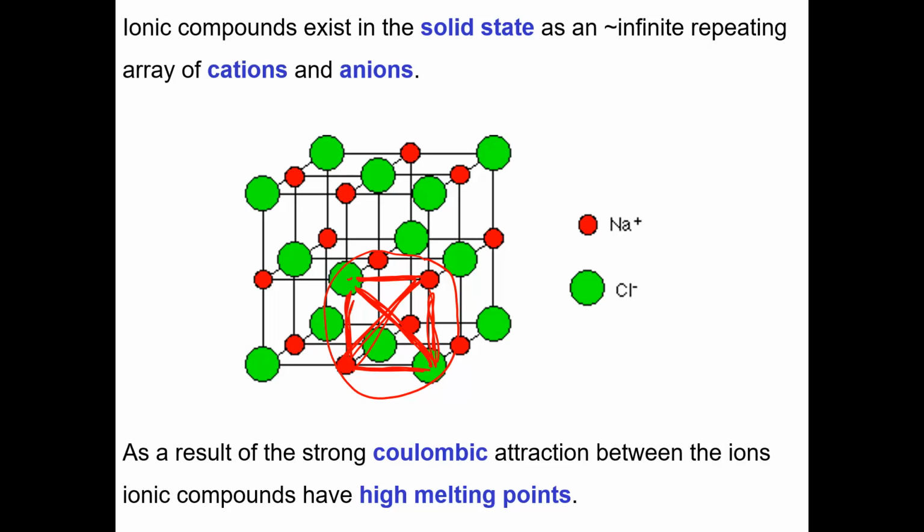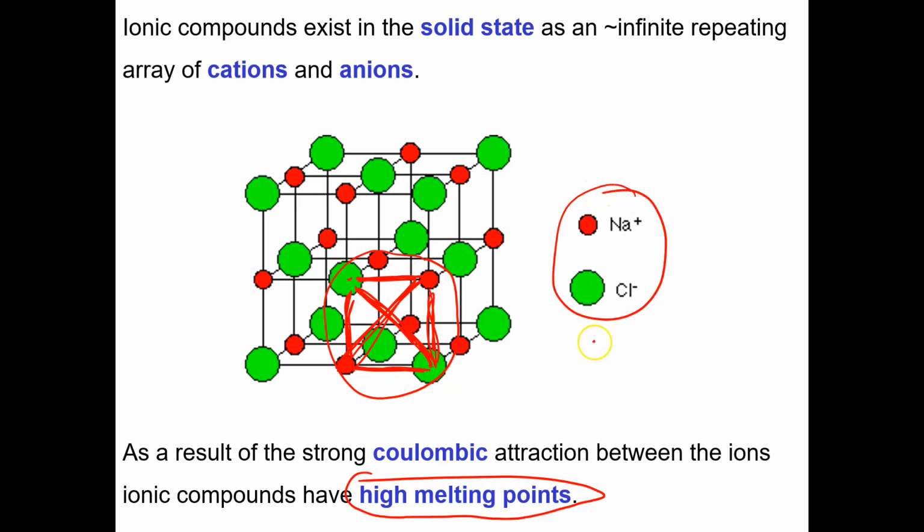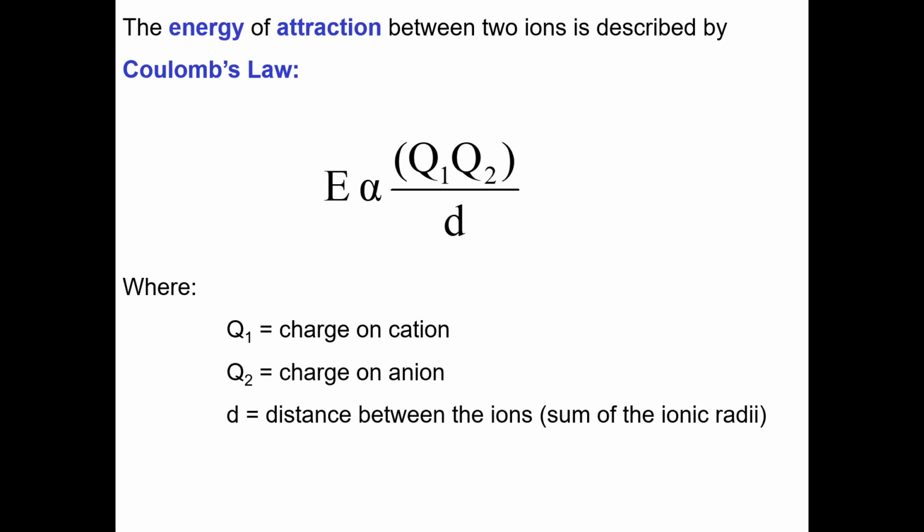Now, as you may have observed in the lab, ionic compounds have super high melting points, and that's a result of the strong attraction between the oppositely charged ions. So what this is telling us is that ion attractions are very strong. And it's important to recognize that ion-ion interactions are the strongest intermolecular force.